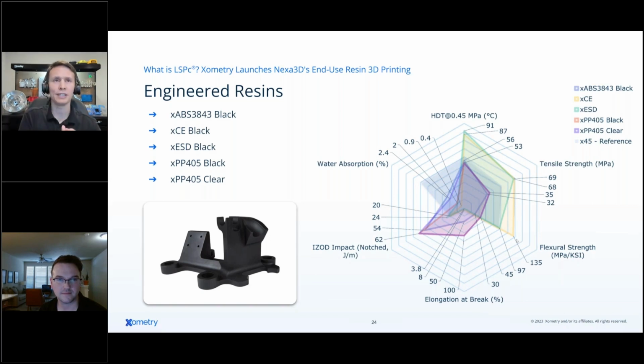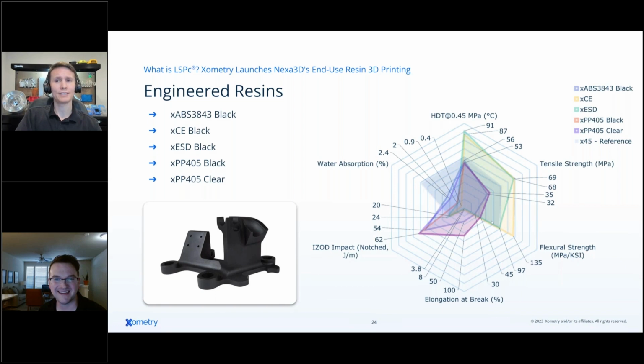If you're trying to simulate ABS, the ABS 3843 has a great black color to it as it's being printed, and really can help mimic what you see with injection molding. And mentioning the polypropylene materials, again, if you do have living hinges or you need flexibility or pliability within your design, that'll be something that you lean into. And now to see more peaks here.